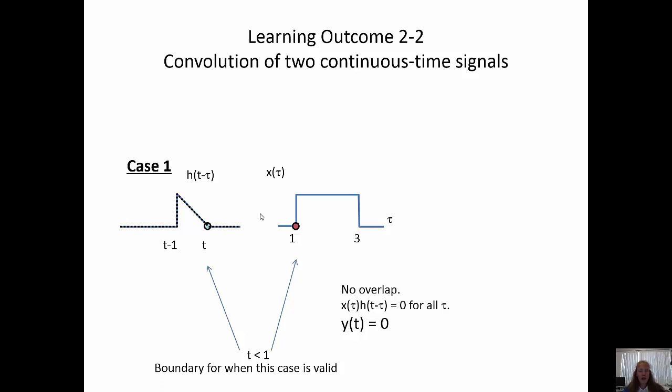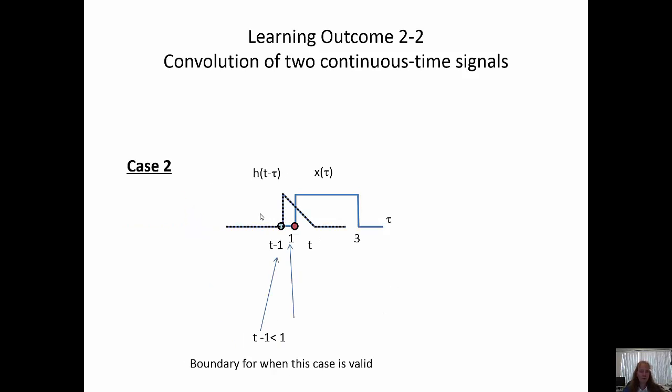We now work through our cases the same way we worked through them when we had constant values. We start off with t at negative infinity, and we gradually move it to the right. When t is starting at negative infinity, we have no overlap because we have functions that are limited in time, non-zero in a limited range of time. Case 1 is when t is less than 1, and our y of t is 0 because there's no overlap.